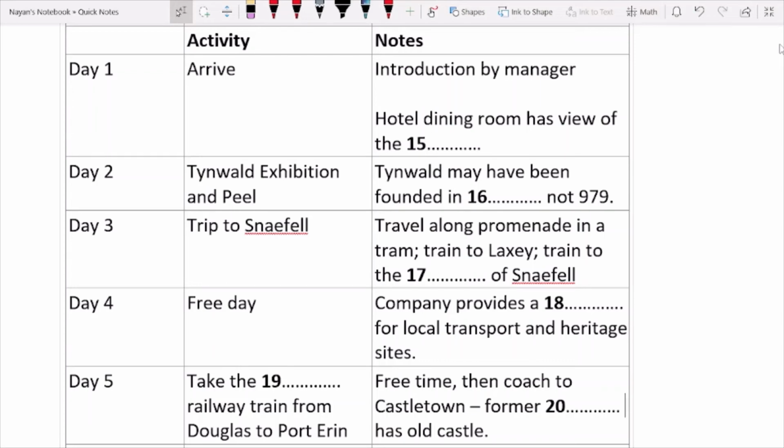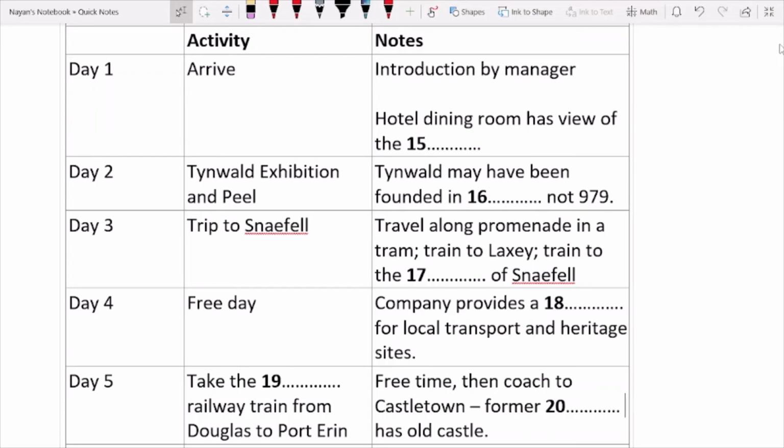Day 4 is free for you to explore, using the pass which we'll give you. So you won't have to pay for travel on local transport or for entrance to the island's heritage sites. Or you might just want to take it easy in Douglas and perhaps do a little light shopping.